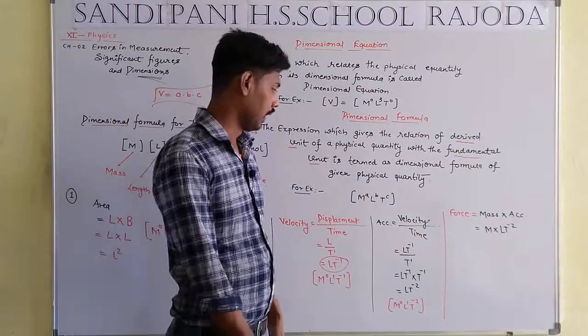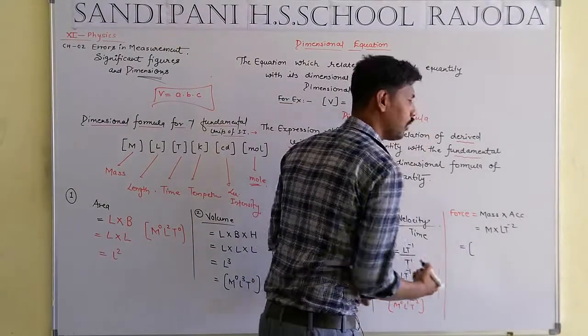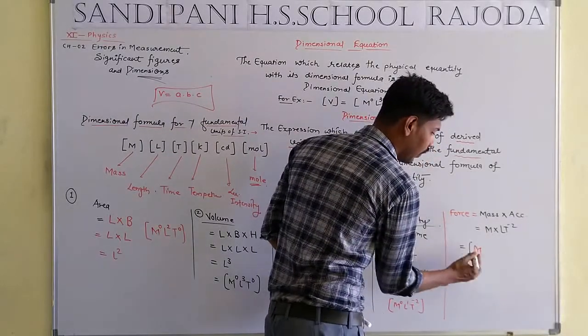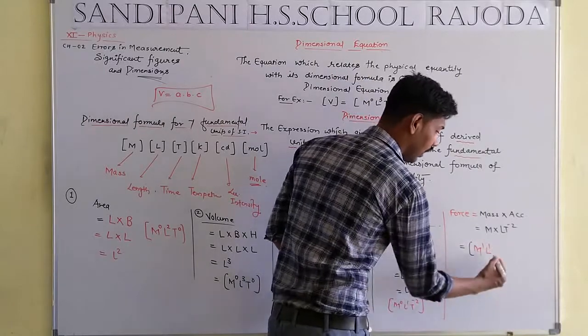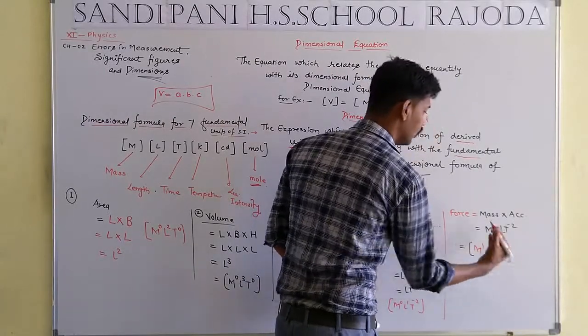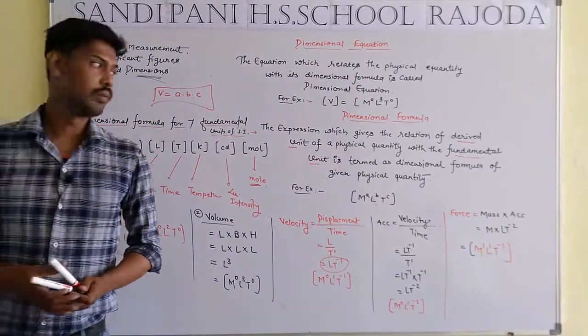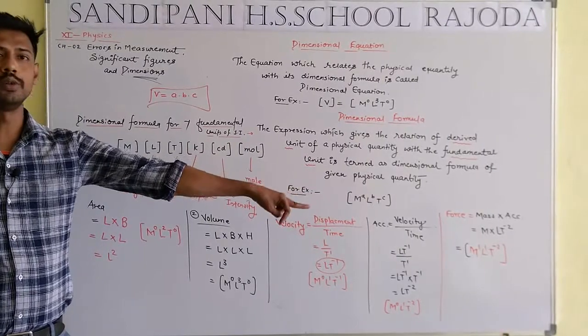ठीक है, LT minus 2. So the representation of the dimension formula of force: M will be equal to 1, L will be equal to 1 and T minus 2. Student, the dimension formula of force, ठीक है, will be equal to M to the power 1, L to the power 1 and T to the power minus 2.